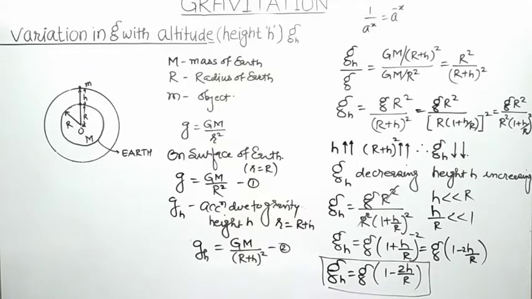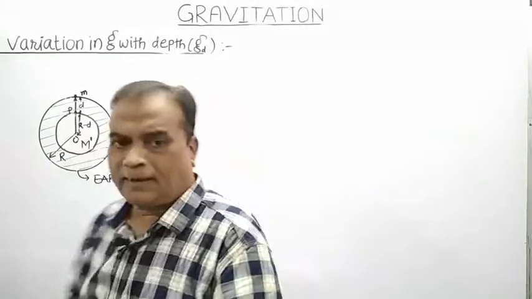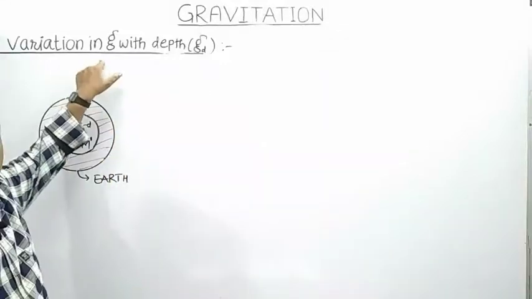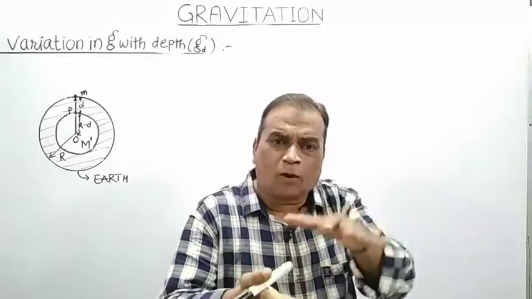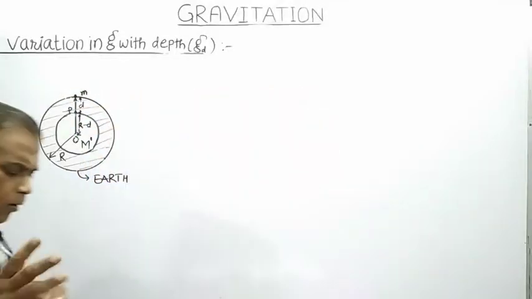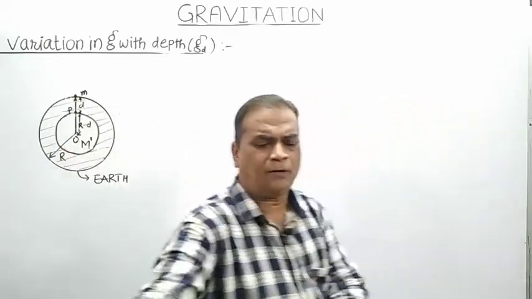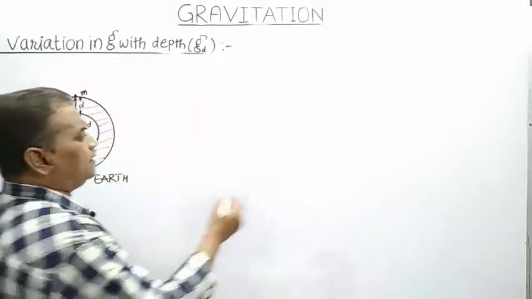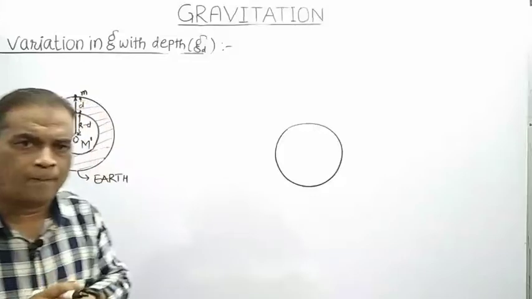Now we will see how this g will vary with variation in the depth. So let us study how this acceleration due to gravity g is varying with variation in the depth at which that object is lying below the surface of earth. Now all of us know that as far as our planet earth is concerned, earth is considered to be spherical in shape.